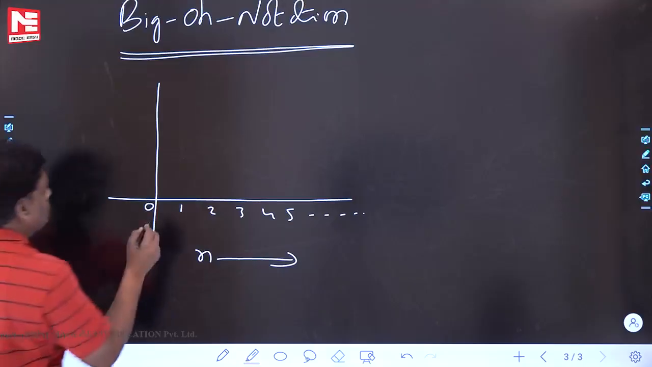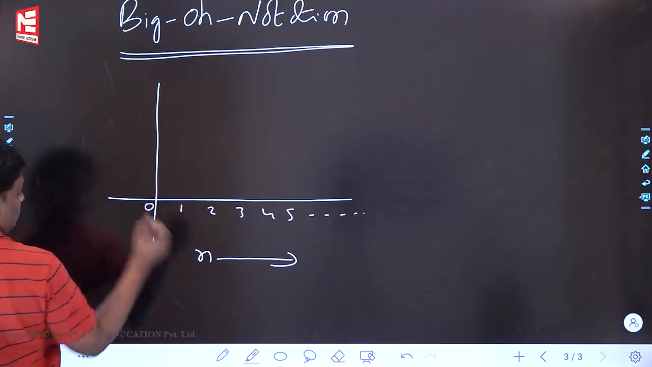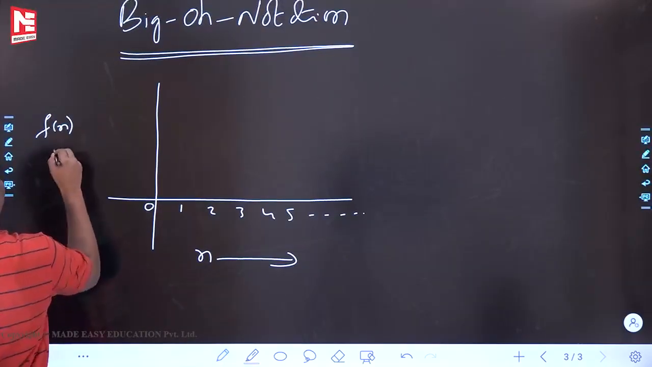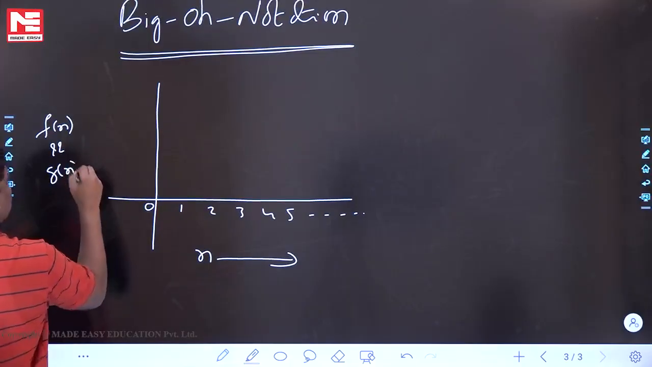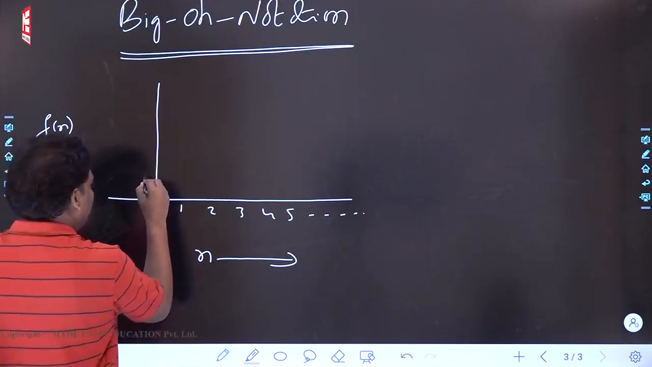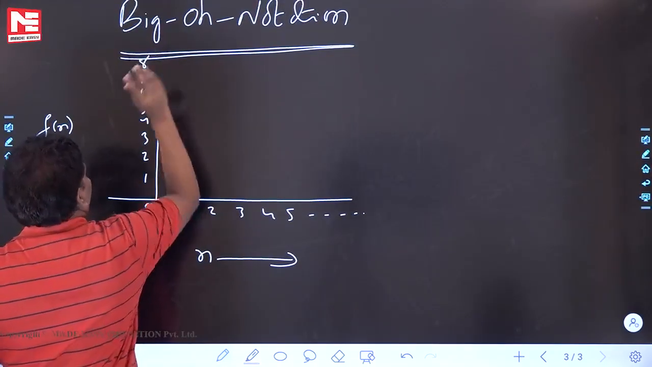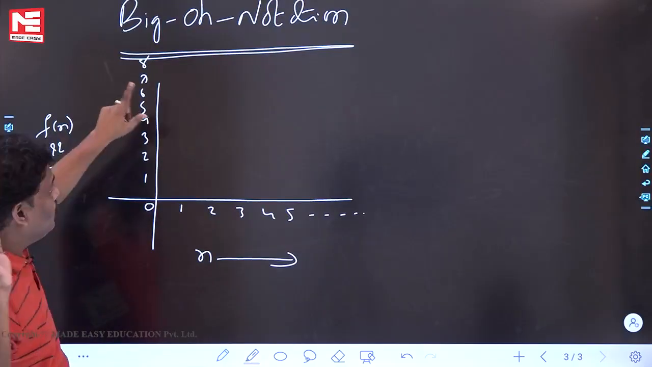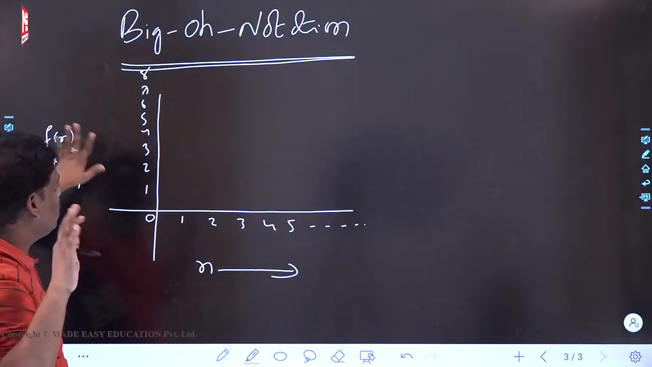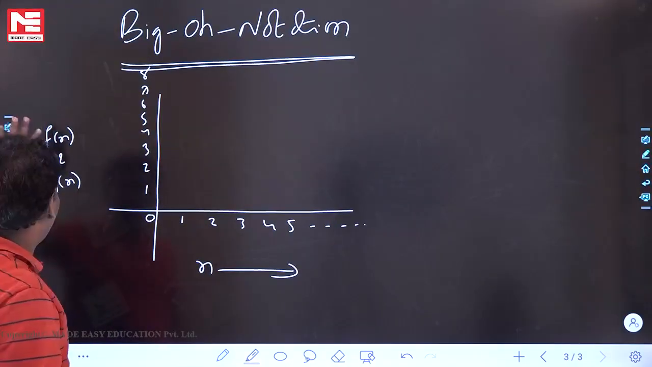Here, the x-axis is going to be n, and the y-axis is going to be f of n and g of n. Right, like this. Fine. So I am explaining clearly what the big O is. You know mostly now, right? Let me explain this small thing which is pending also.